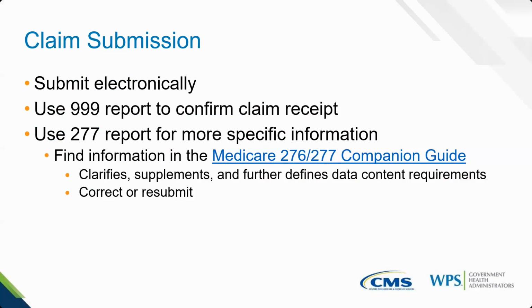So our electronic data interchange, our EDI staff, has provided helpful information in companion guides that appear out on the EDI website. And I've actually hyperlinked here on this slide the 276-277 companion guide for you. These guides, or these reports, are going to help clarify and further define data content requirements for electronic claims. So it is based on these reports, or the information on these reports, that you'll know if the batch is rejected and if you need to correct or resubmit the batch.